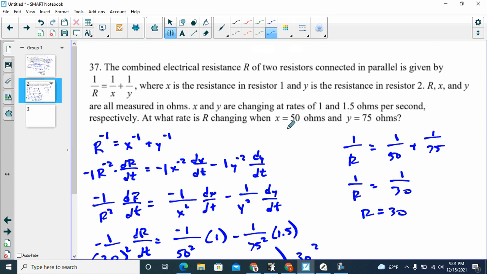Resistance, notice in this problem, is measured in ohms. The symbol for ohms looks like that.